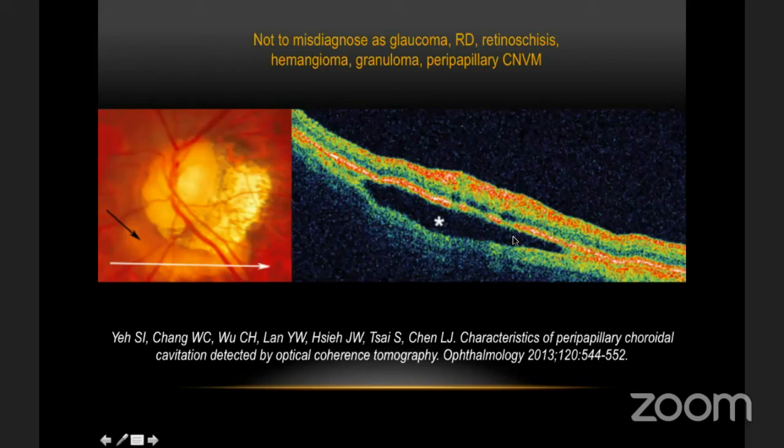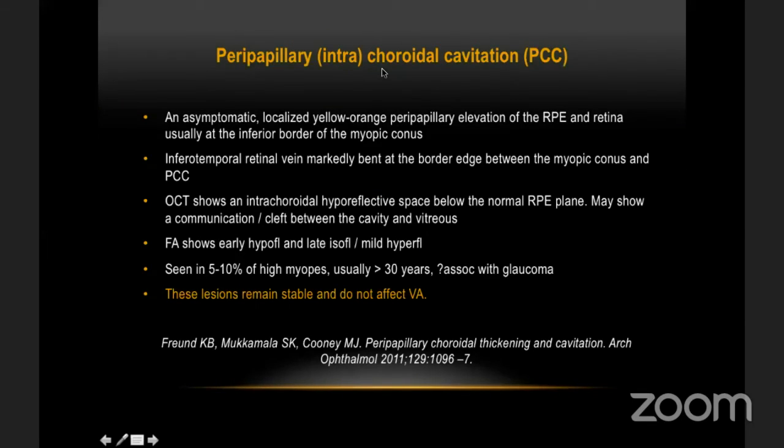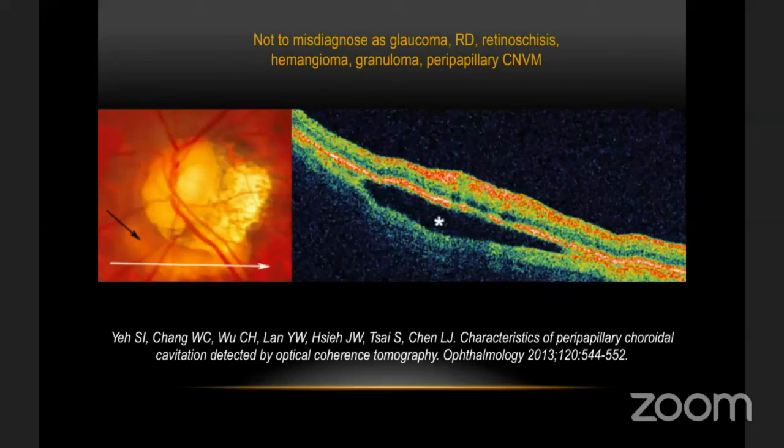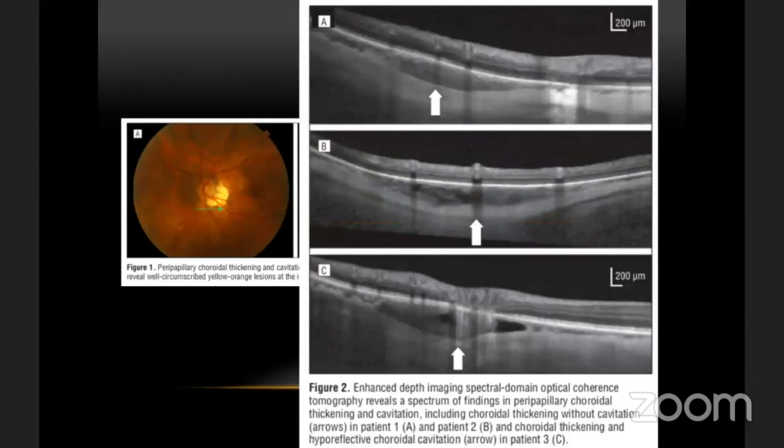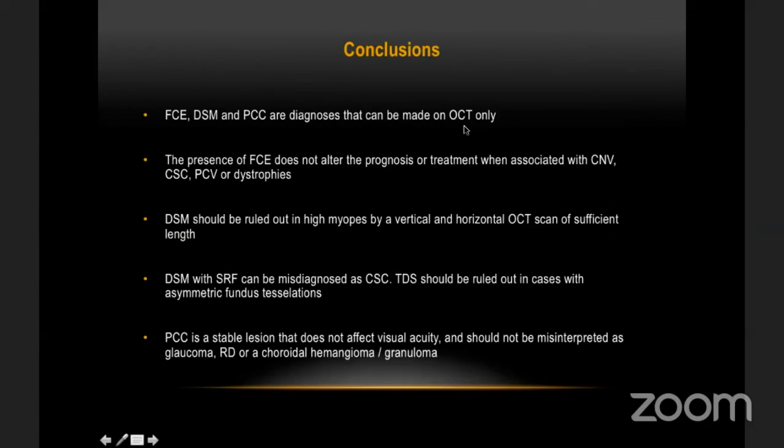Here you can see this is the original paper where it was described. And it's important to recognize this because these are stable lesions which don't affect the visual acuity, but they may result in visual field defects, and you should not misdiagnose it as a glaucoma, as retinoschisis, as a peripapillary CNVM, or a hemangioma, or a granuloma. Now, here you see 3 types have now been described based on EDI. You can just have a peripapillary choroidal cavitation, or you can have it associated with a thickening.